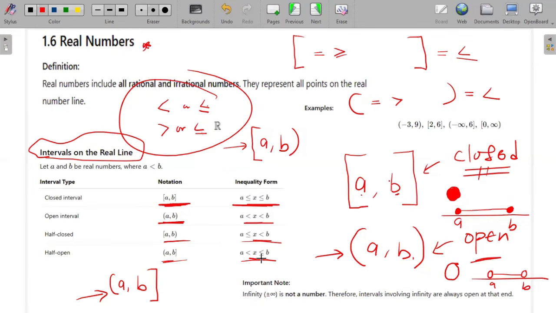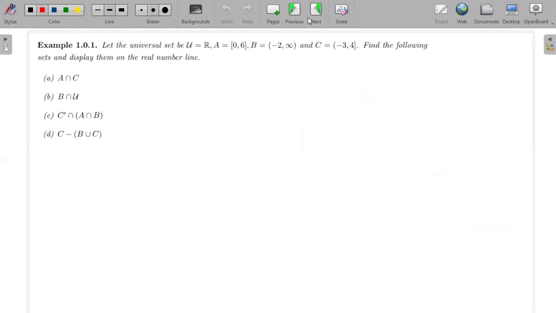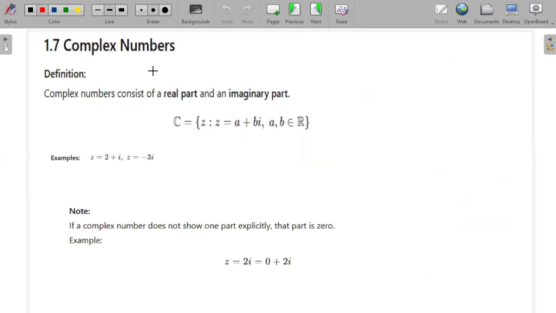All right, so I hope you're following. Let's try to, okay, the first, I wanted to say, let's go to this example here, but let's talk about the complex numbers first of all. Okay, so what are the complex numbers?